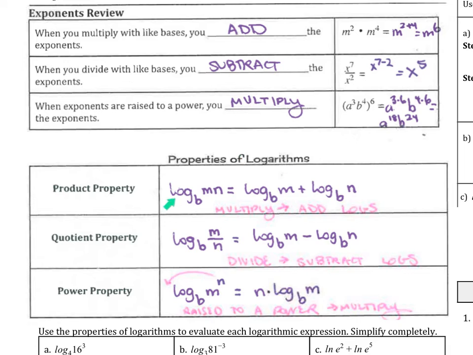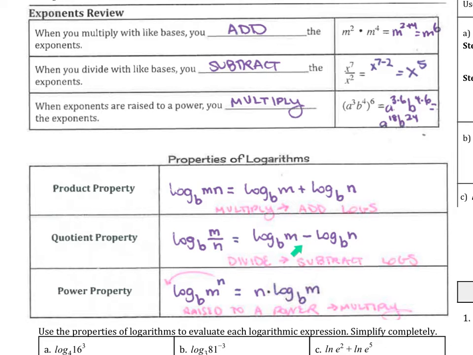Now the thing with properties is that it goes both directions. So yes, while we have this here and we can expand it this way, you're going to see later on that we can condense logs. So if we see that they have the same base and they're adding, we can multiply those numbers together to condense the logarithms. Same thing if you're subtracting.